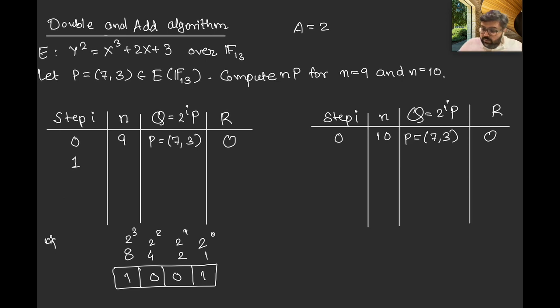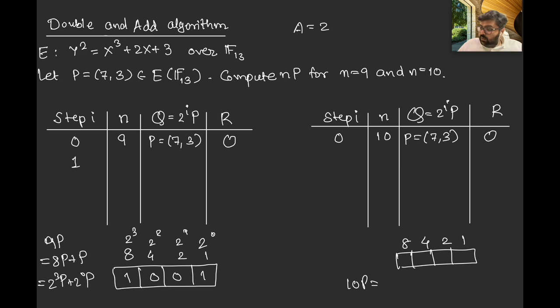So 9P equals 8P plus P, that means 2 raised to 3 times P plus 2 raised to 0 times P. Similarly here also we have to write 10. Just comparing, not writing, we can see 10P. 10 means 8 plus 2. So 10P is 2 raised to 3 times P plus 2 raised to 1 times P, that means 8P plus 2P.